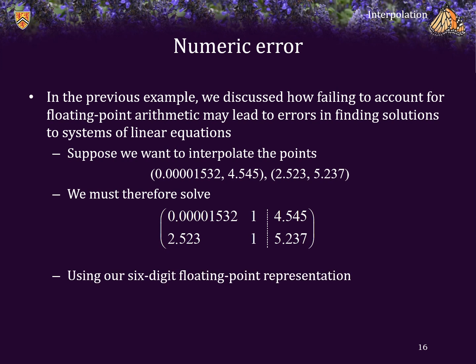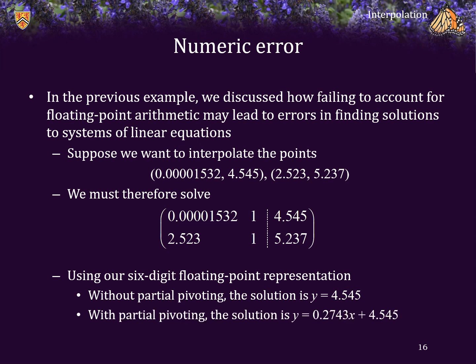Now, if we were to use our 6-digit floating point representation we introduced previously, then if we simply used Gaussian elimination without the partial pivoting, the solution we find is the constant polynomial y is equal to 4.545. As you can see, this passes through the first point, but it does not pass through the second point.